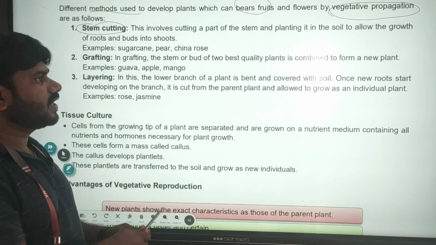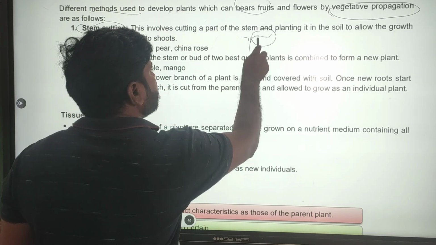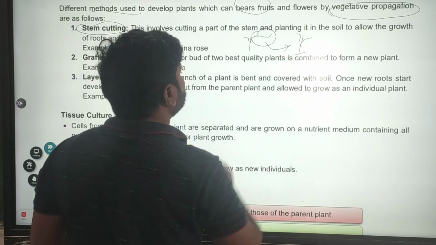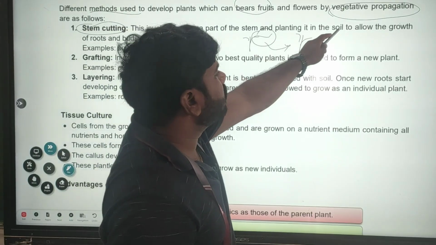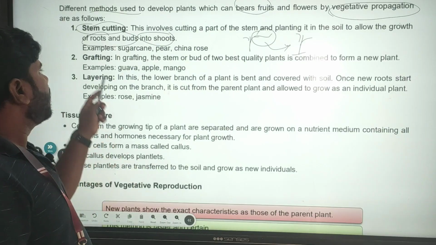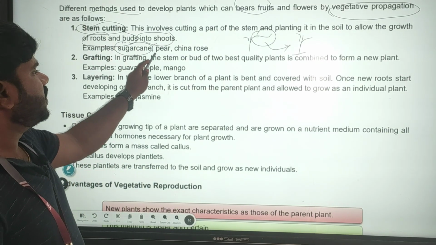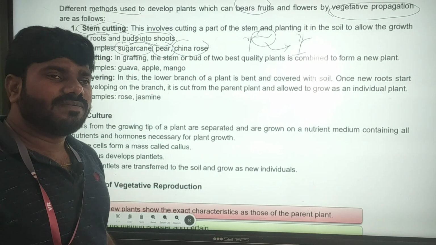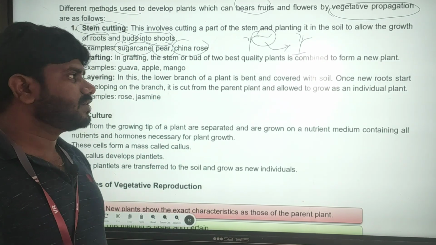If we cut a stem, for example, this is the plant, and this plant stem, if you cut now, this stem can develop into a new plant. Okay, so that is cutting of stem. This involves cutting a part of the stem and planting it in the soil, allowing the growth of roots and buds into shoots. Next example you can see stem cutting process: sugarcane, pear, and China rose. These are some examples that their stem, if you cut and put in the soil, will develop into new organisms.